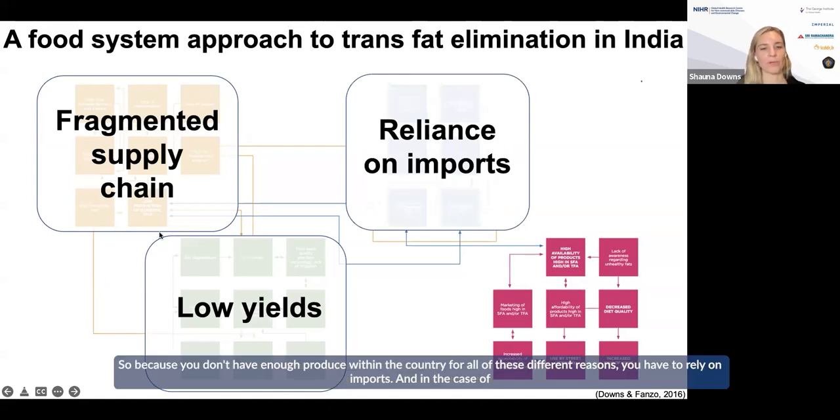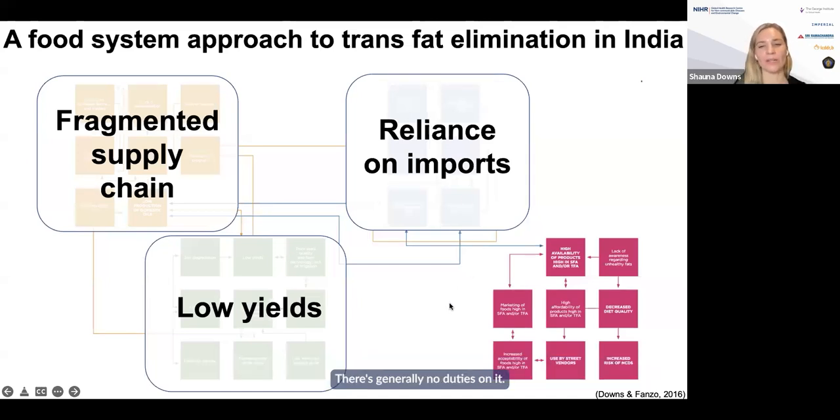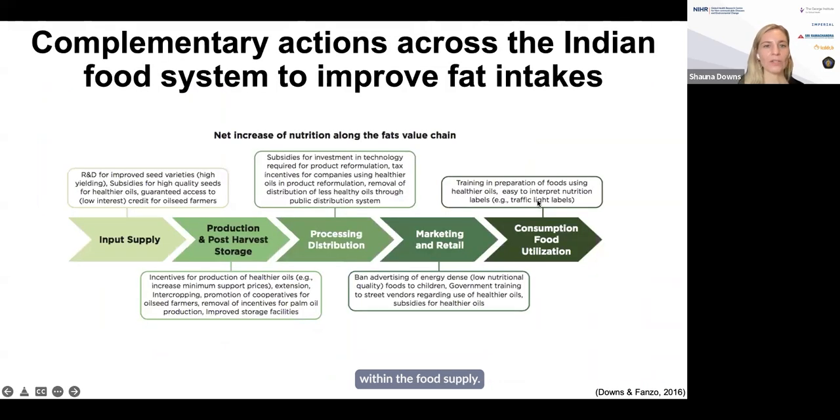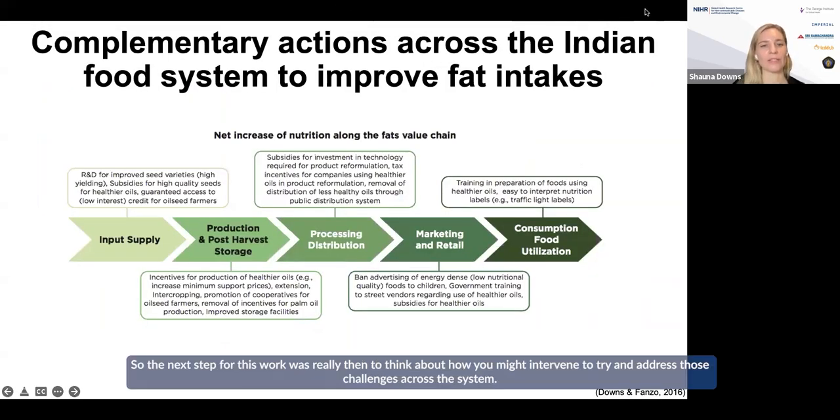Because you don't have enough produced within the country, for all of these different reasons, you have to rely on imports. And in the case of India, but also many countries around the world, that leads to importing palm oil just because, like I said, it's very cheap, it's ubiquitous, there's generally no duties on it. And then that leads to low quality fat being widely available, affordable, and acceptable within the food supply. So the next step for this work was really then to think about how you might intervene to try and address those challenges across the system.